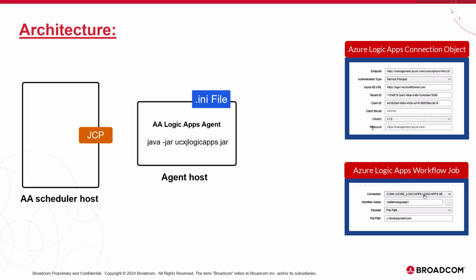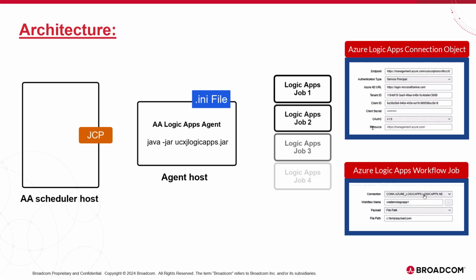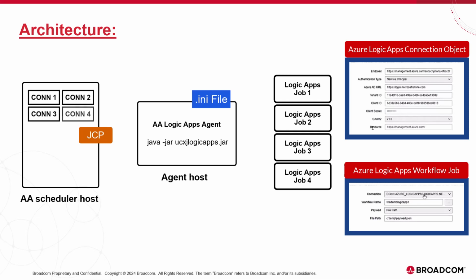workflow jobs. Let's assume we're automating for 4 instances of Azure Logic Apps. We create a connection object in Automic Automation for each instance by duplicating the con template for each of these instances. Lastly, we create the run workflow jobs in Automic Automation for each corresponding process in Azure Logic Apps.